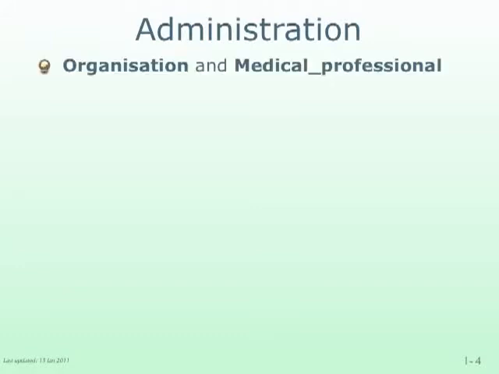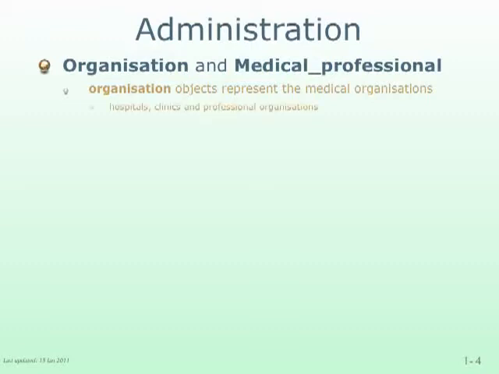The first group of data object classes represent information about the organisation and administration of stroke-related therapy programs at the national, state, regional and community levels. Firstly, there are organisation data objects that represent the medical organisations which have a direct or indirect interest in stroke and which operate in Australia, such as hospitals, clinics and professional organisations, and both private and public organisations.